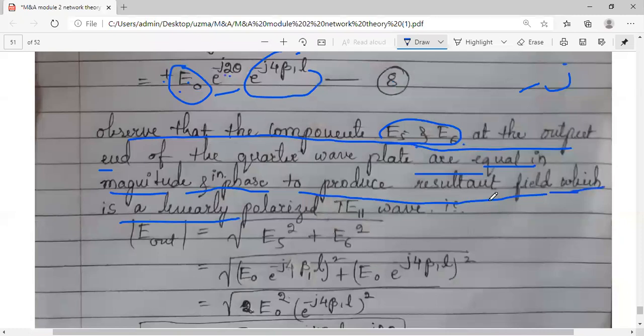So finally the resultant field is a linearly polarized TE. Sorry, I have written it wrong. It is TE10 mode. Okay, TE10 mode. In a hurry I did this.